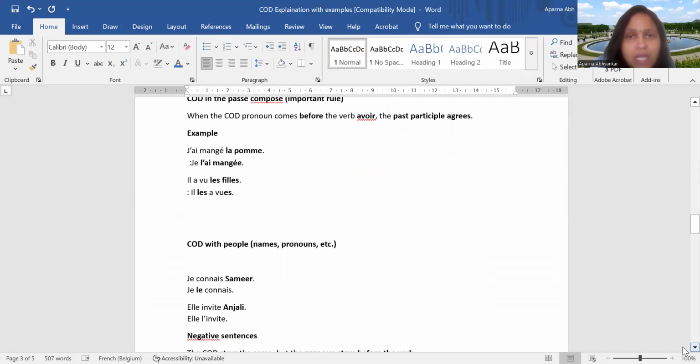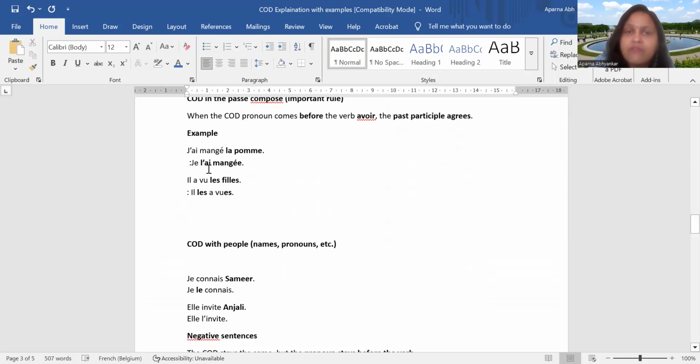Now, j'ai mangé la pomme. If I say j'ai mangé la pomme, passé composé is there. J'ai mangé quoi? La pomme. So, la pomme, as we know, will be replaced by la. Here, it will come before the auxiliary verb, avoir. So, je, since it is ai, it will become l'ai, mangé, and mangé will have one more e since pomme is feminine.